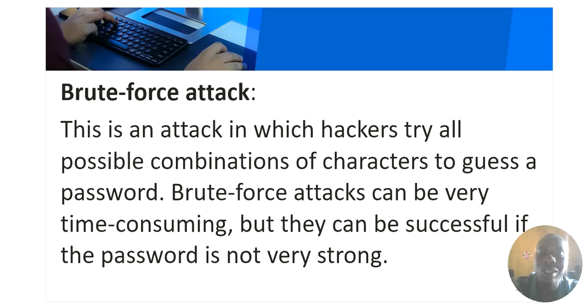We have the brute force attack. This brute force attack is whereby these hackers try using some combinations of characters to guess a password. We have some software that they develop that will be trying to do the brute force attack. Like in the movies, they'll insert a pen drive or a removable disk that will be running some codes. Although it takes time, when the password is not that strong, they will get access to the website. Those are the brute force attacks.